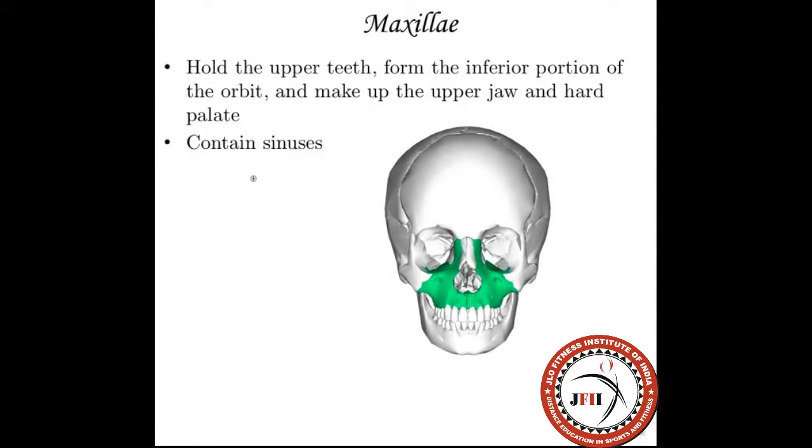Now we're moving on to the facial bones. The maxillae are two bones, each one's called a maxilla. Here's a suture right here, but you can see that this is a very peculiar shape compared to the other bones. So each one is a maxilla. You can see that they hold the upper teeth, form the inferior portion of the orbit right here, the bottom part of it, and make up the upper jaw and the hard palate. There is a soft palate that is more posterior, further back. We'll get to that later. And the last set of sinuses are located in the maxillae. So that's a total of 8 sinuses in the skull for 4 pairs.